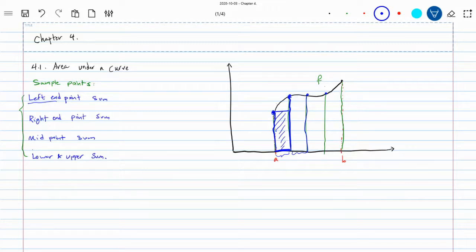So these lines, you have to ignore these endpoints. In each interval, use the right endpoint. So I'll use this right endpoint to approximate. This would be a rectangle that I will use to approximate this area of it. And here I'll use that right endpoint. I'll use this right endpoint.